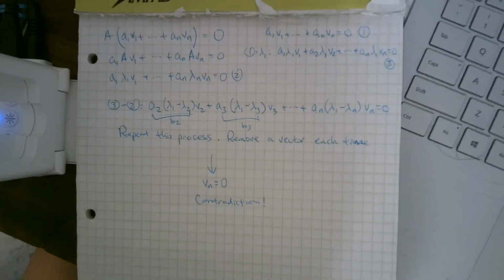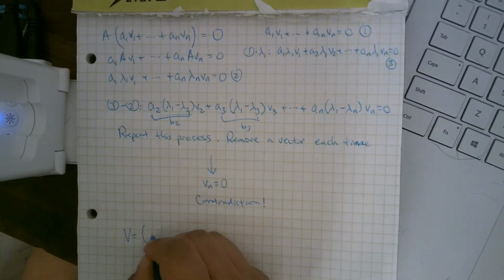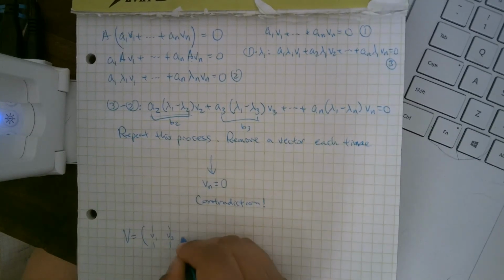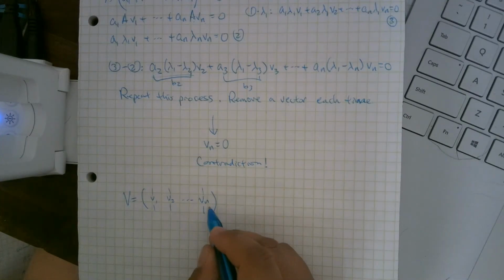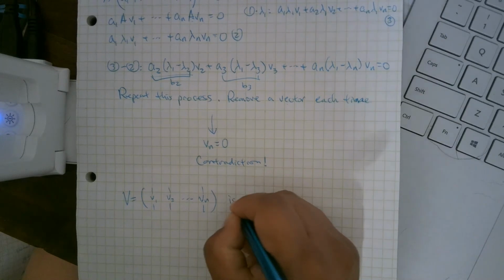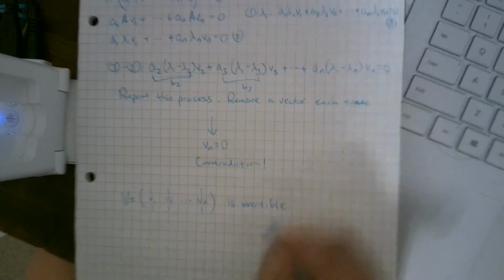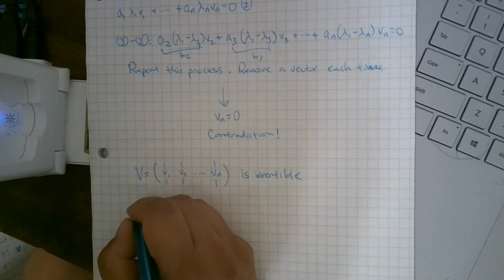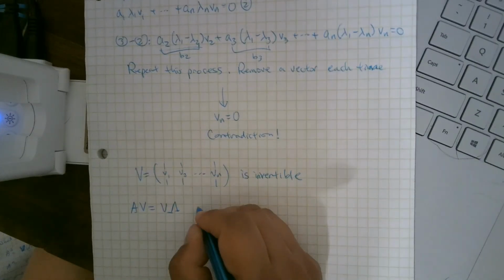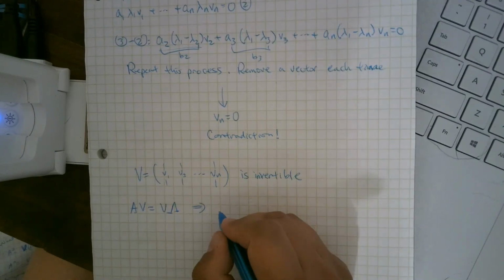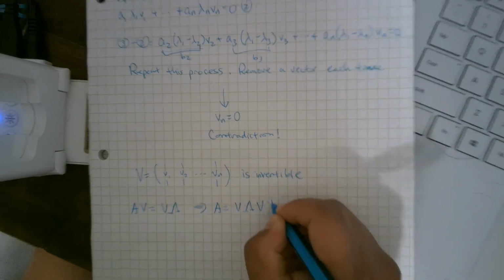So what was all this for? This was to say that V, which was v1, v2, all the way up to vn, now all the columns are linearly independent. So that means this matrix big V is invertible. And so then we knew that A times V was V times lambda. So now that that's invertible, we can multiply on the right by V inverse, which means A is going to be V times lambda times V inverse.